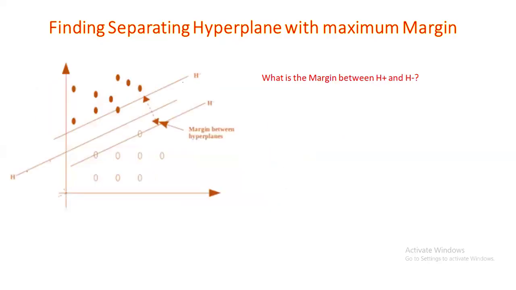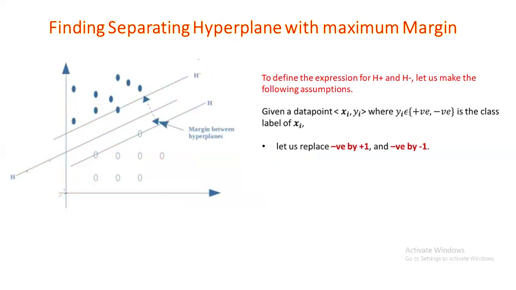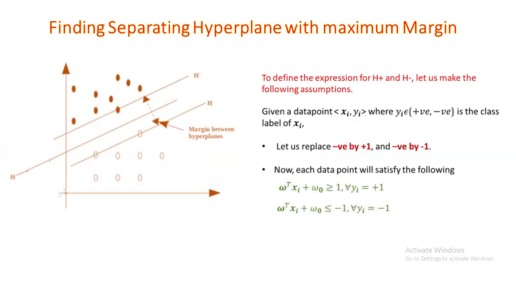And here h plus is nearest to the positive points, and h minus is nearest to the negative points. This we have to find out to maximize. So given the data points xi and yi, where yi belongs to the positive and negative classes in the label, let us replace positive by plus 1 and negative by minus 1.